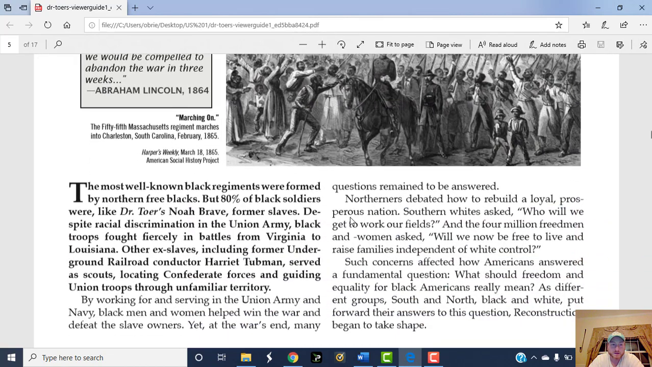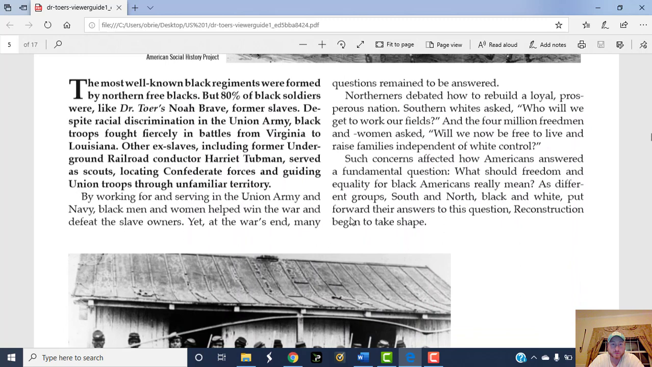There we go. So the most well-known black regiments were formed by Northern free blacks. But 80% of black soldiers were, like Dr. Toer's Noah Brave, former slaves. All right, so Noah Brave is the character in the film. Remember, he's a former slave that became a soldier.